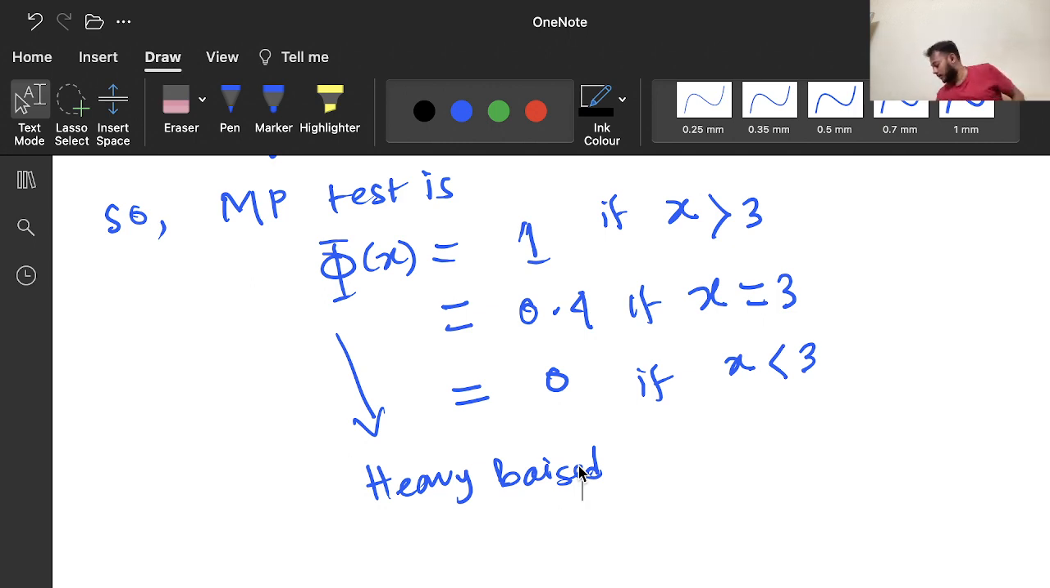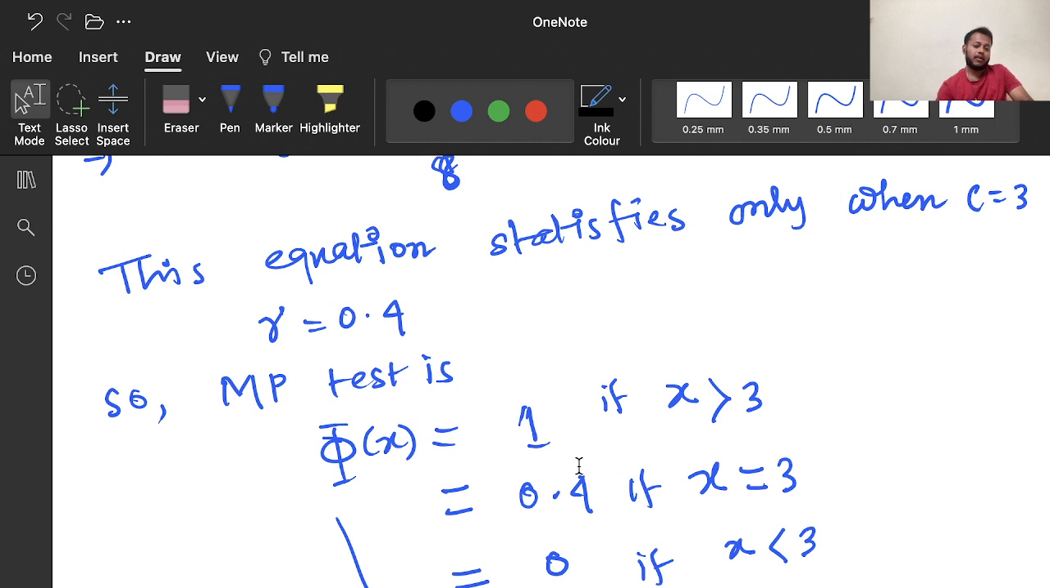In this test, every time we will accept the null hypothesis, and we will reject the null hypothesis only if x equal to 3, but with probability 0.4. So that's it.